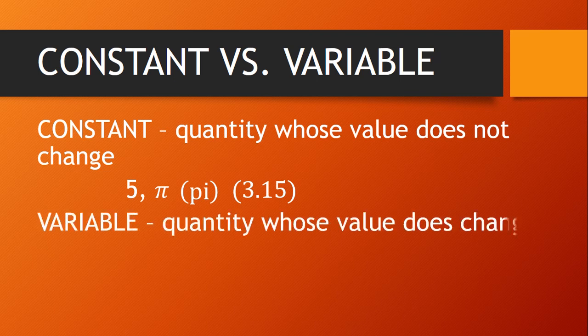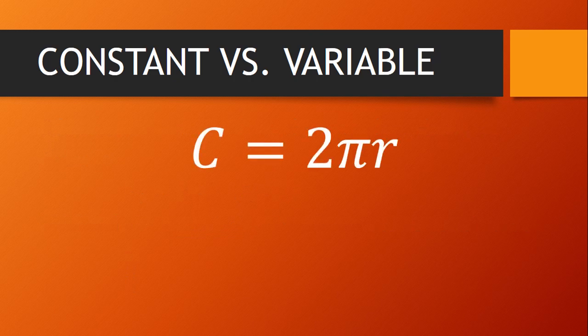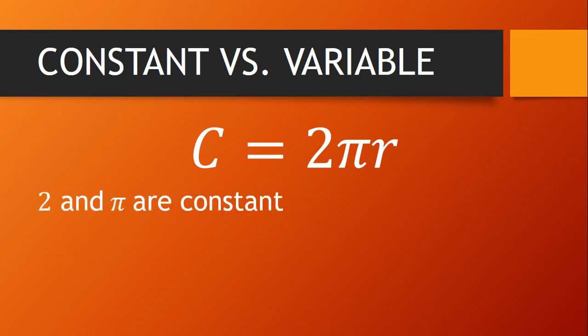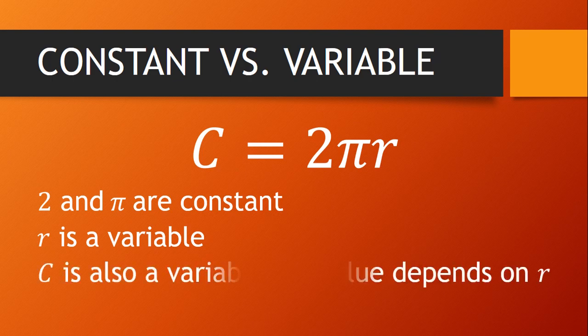Then yung variable, yun yung kabaliktaran ng constant. So, nagbabago nga yung value niya. For example, x, yung mga letters. Okay, so in symbol, for example, c is equal to 2 pi r. Yung 2 at saka pi, yan ay constant. And then yung r, yun yung variable. Also yung c, variable din yan. So yung value ng c, nakadepende sa r. Pag nagbago yung value ng r, magbabago din yung value ng c.